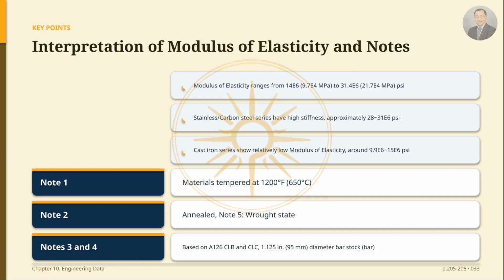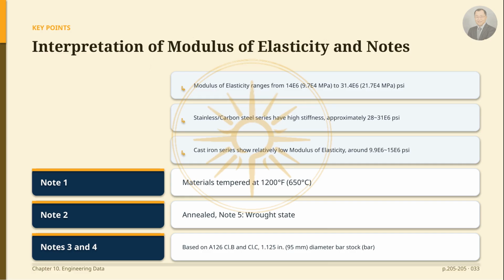Finally, let's interpret the modulus of elasticity and the footnotes below the table. The modulus of elasticity ranges from 14 times 10 to the power of 6 psi, or 9.7 times 10 to the power of 4 MPa, to 31.4 times 10 to the power of 6 psi, or 21.7 times 10 to the power of 4 MPa. Stainless and carbon steel series tend to have high stiffness, roughly 28 to 31 times 10 to the power of 6 psi, while cast iron series are relatively lower, around 9.9 to 15 times 10 to the power of 6 psi. The footnotes below the table are also important.